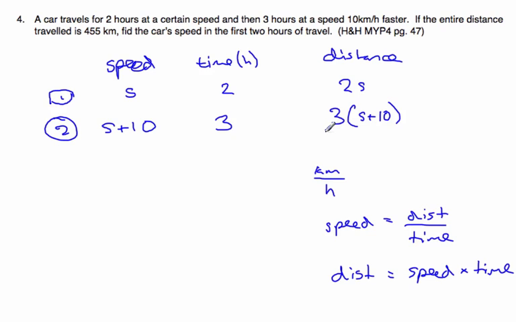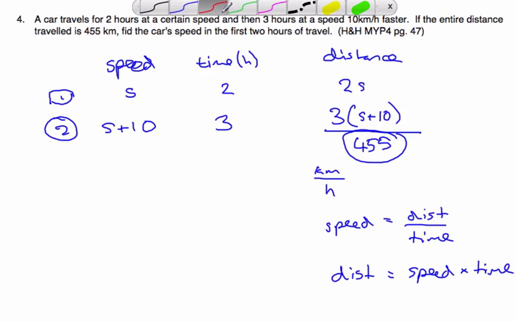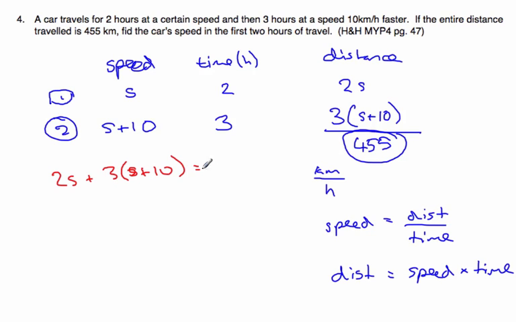The overall distance traveled is 455 kilometers. Let's go for red. So let's write out our equation: 2S add 3(S add 10) equals 455.